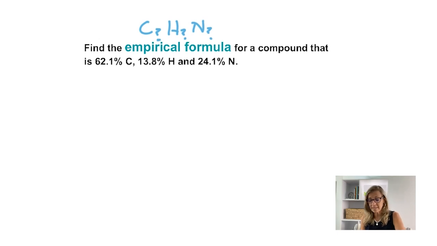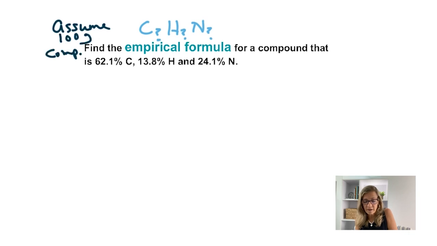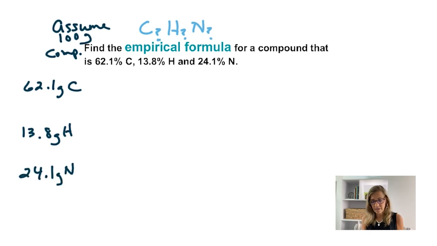Now let's take these numbers. Let's first assume that we have 100 grams of compound. Okay, so I've got 100 grams of my compound. And I did that 100 grams just to make the math easy. So what's 62% of 100? Well, let's just use our percentages as grams. And then 24 grams. So the first step is just get your masses.